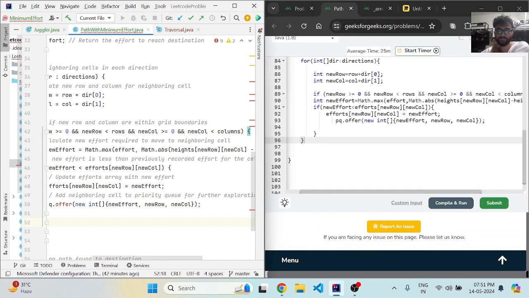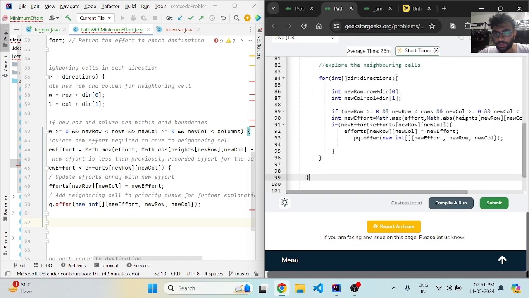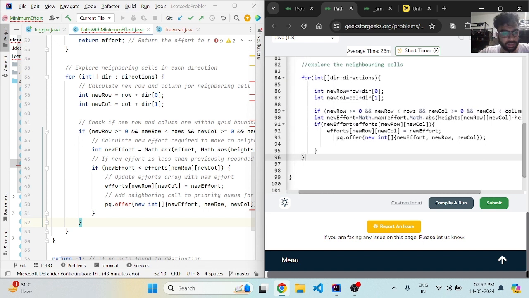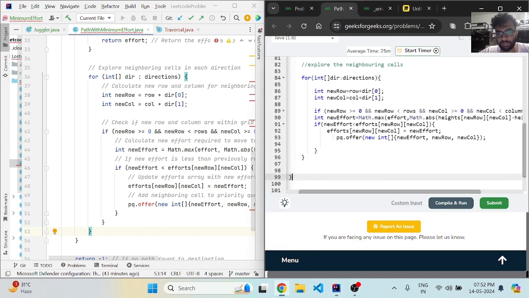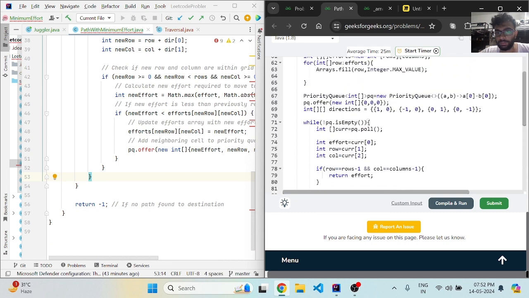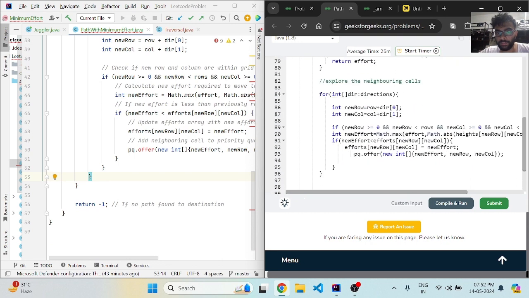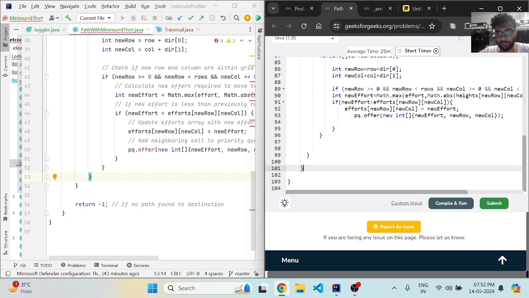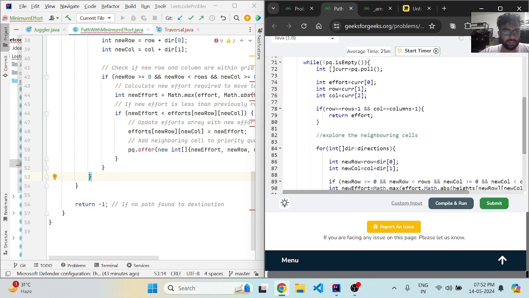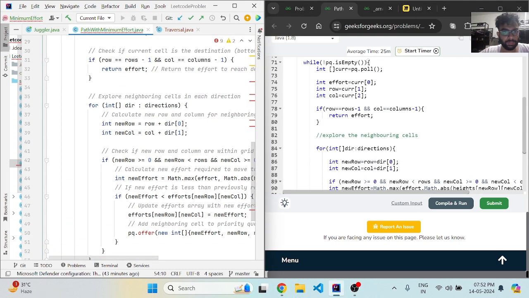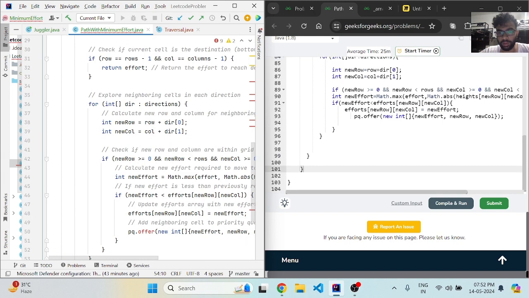Wait, I'm just lost. So here, this is the for loop. Total how many ifs are there? One if is for this. This is the second if. The third one is obviously the for loop. And this one is the main if condition, I guess. Then this one in directions, and this one is basically signifying the while loop. Okay, the while loop is being completed.